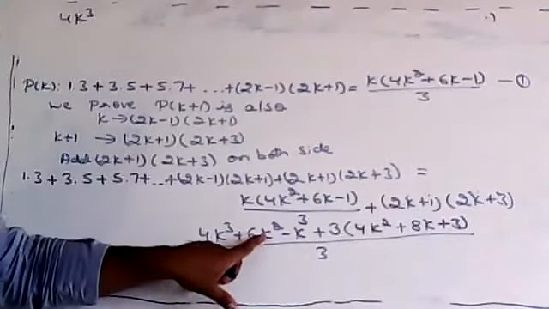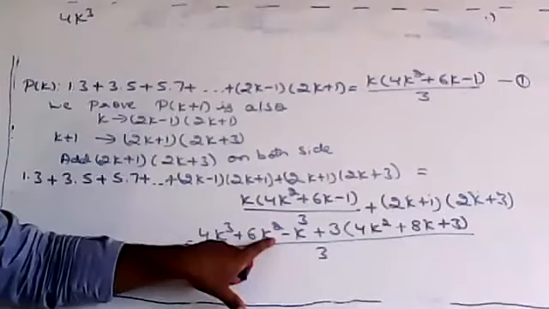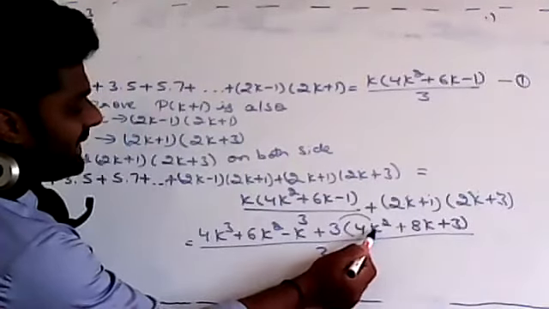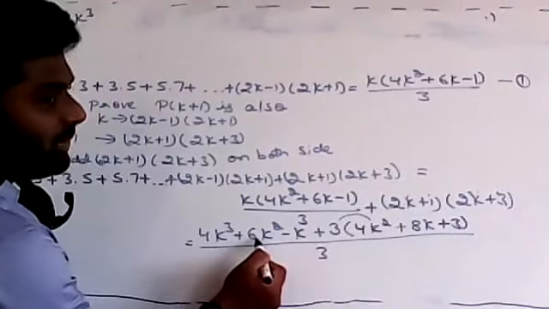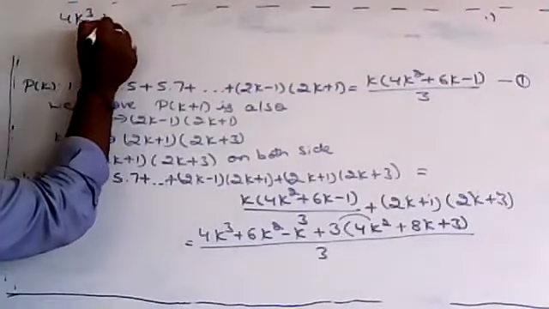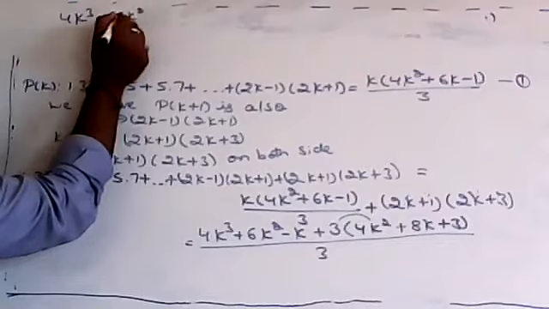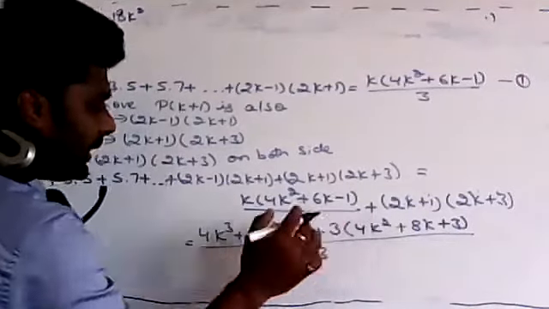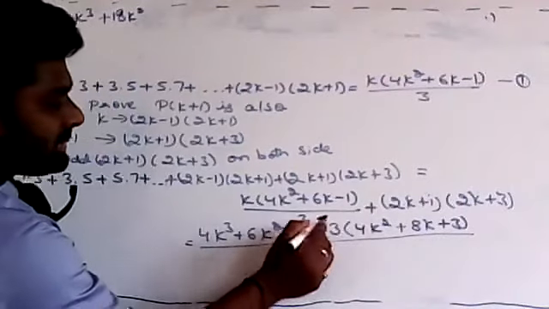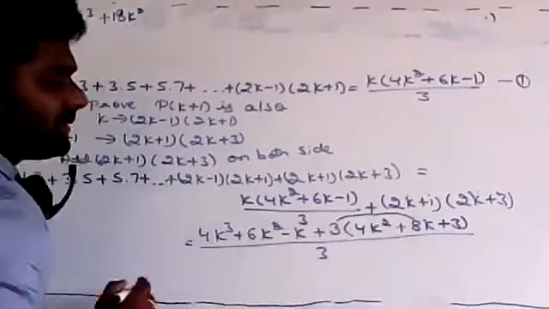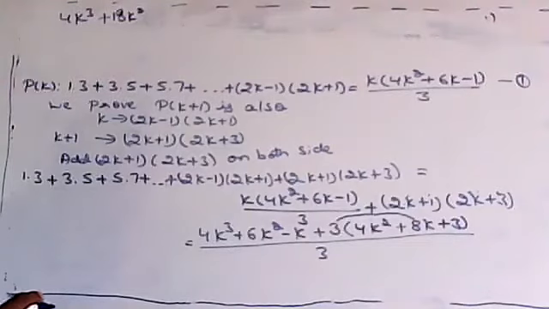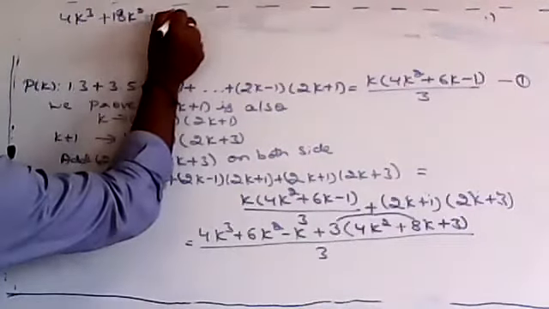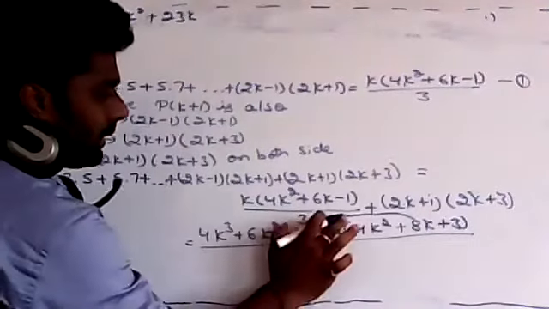Then you check the k square term. 6k square is there, and in this also is there. 3 into 4k square is what? 12k square, no? So 12k square plus 6k square is nothing but what? 18k square. Clear or not? Then next one, minus k is there. Similarly, 8 3s are 24k. 24k minus k is nothing but 23k. Correct or not?